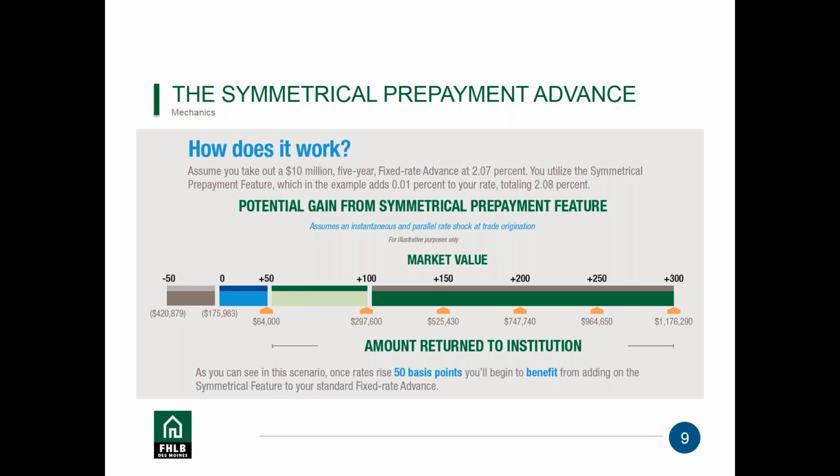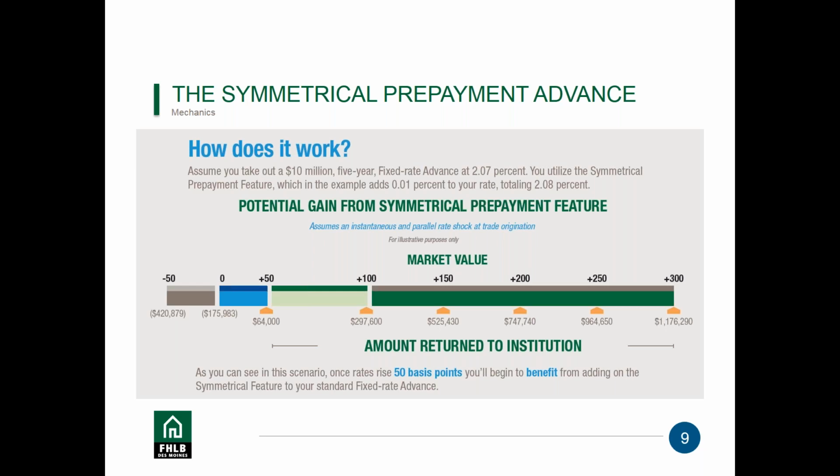In this instance, once rates rose by approximately 50%, as you can see there, above the original execution of the advance, then the market value of the advance would be, if there is such a word, let's call it monetizable, to the tune of $64,000. That would be your intrinsic value of the advance.